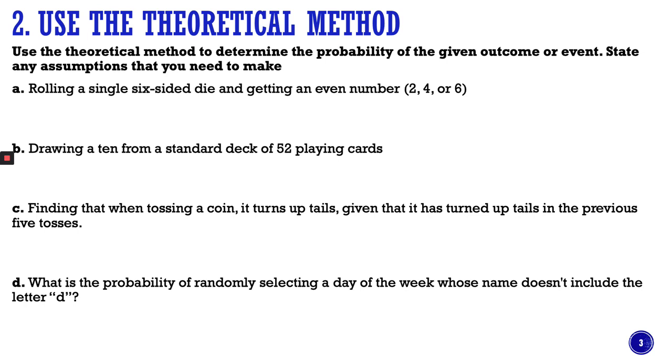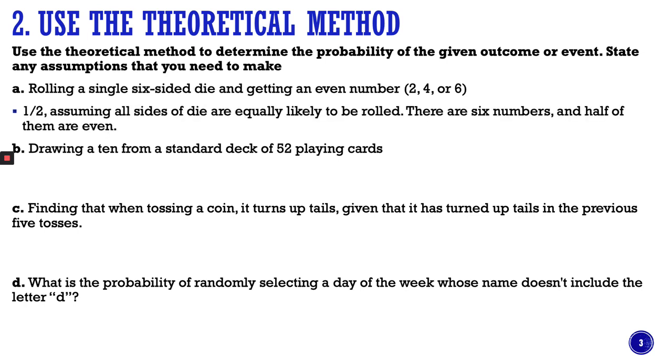So rolling a single six-sided die and getting an even number, which would be 2, 4, or 6. Well, it's 1 out of 2, assuming all sides of the die are equally likely to be rolled. There are 6 numbers and half of them are even.